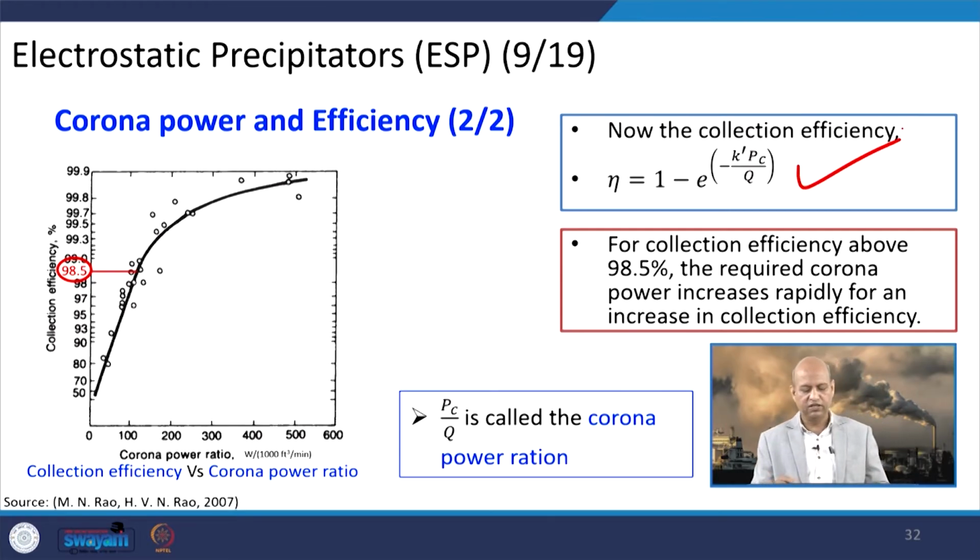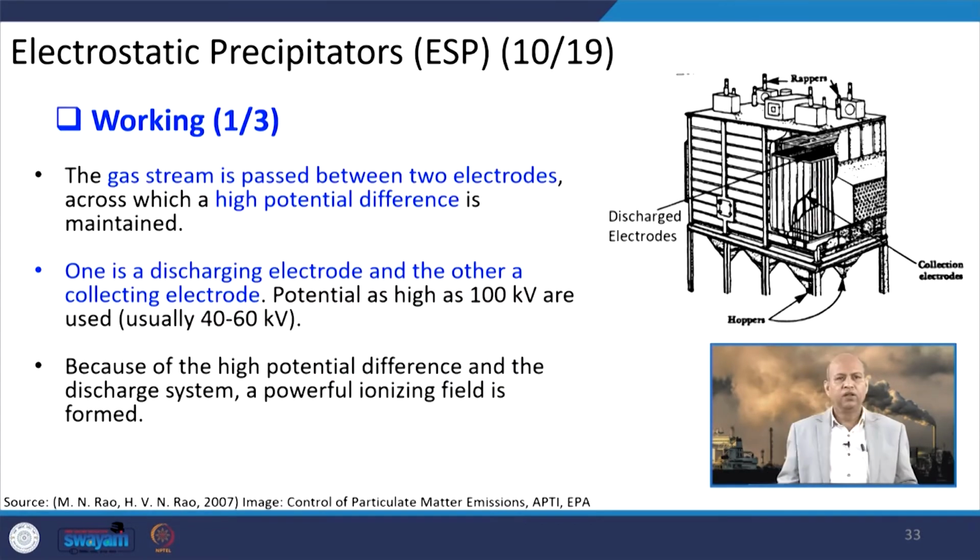So, with this relationship we can calculate the net collection efficiency, and as it is given in this particular figure, above 98.5% collection efficiency, the required corona power increases rapidly for an increase in collection efficiency. So, up to this it goes very rapidly, but after that it is slightly slow, you can say. So, if you talk about working, how does it work basically?